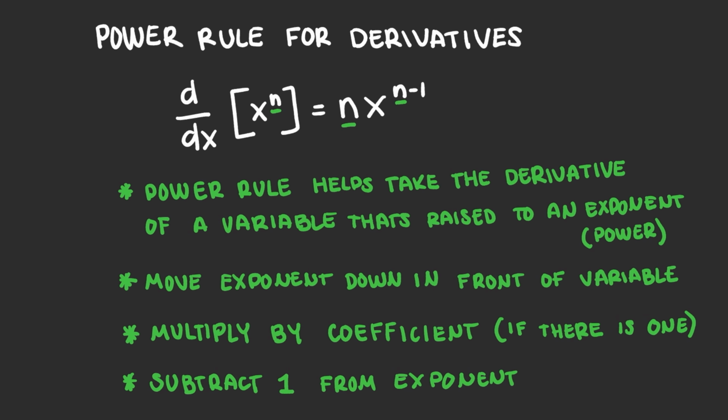And our first step to solve the derivative is always to move the exponent down in front of the variable, which in this notation is the n right here. But if there's a coefficient, you multiply the power that you bring down by that coefficient. And the final step would be to subtract 1 from our original exponent. But let's work through some examples, as that typically solidifies how to use the rule correctly.